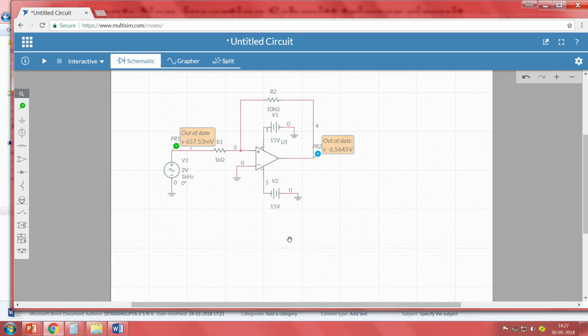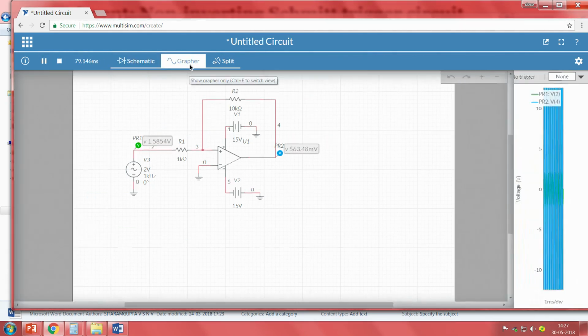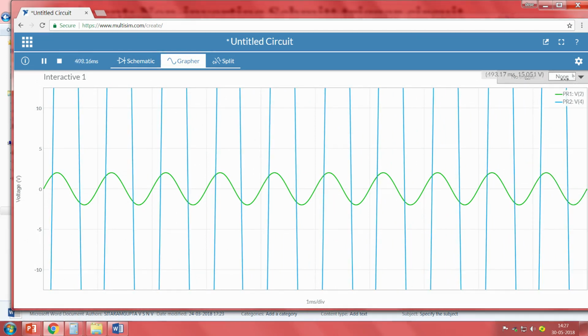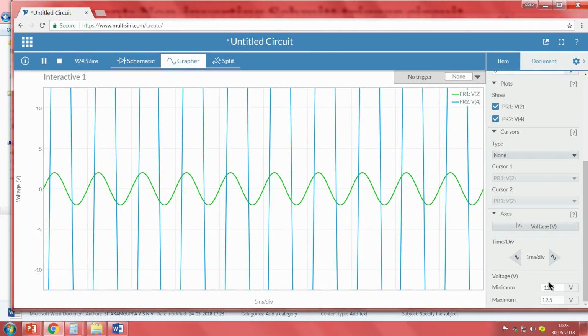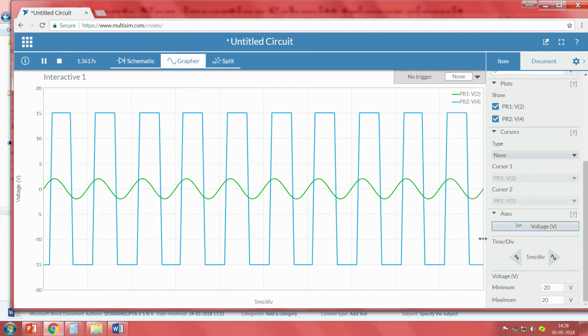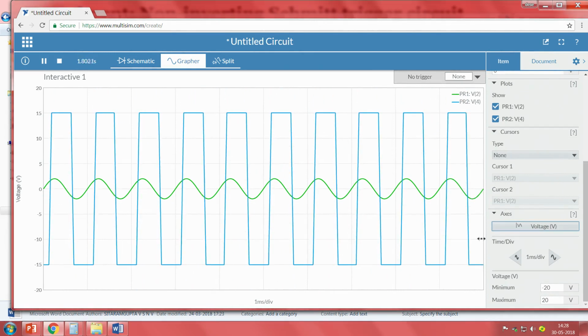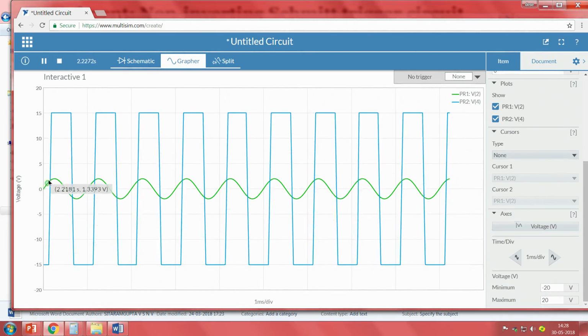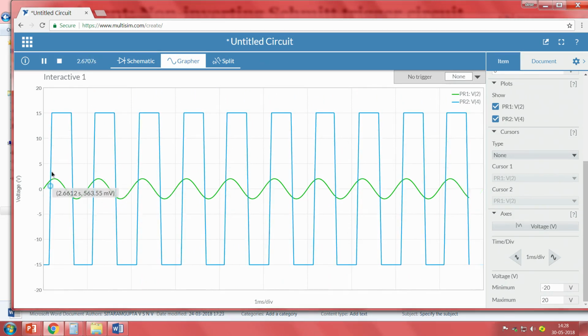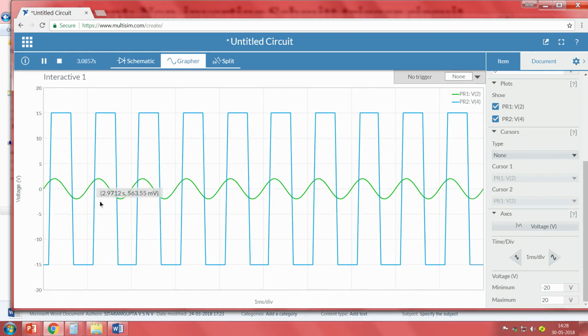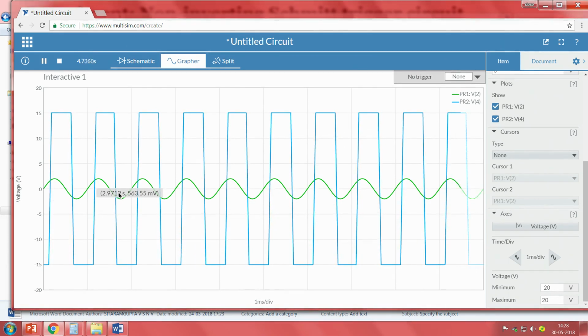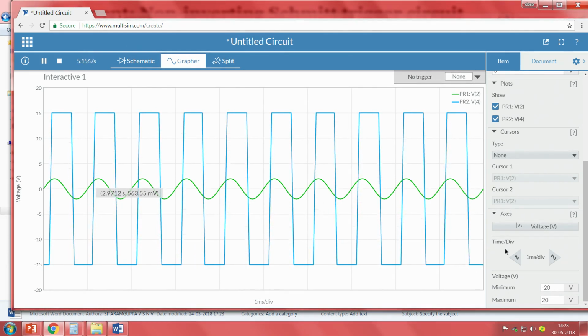So, I am setting the peak value as 2 volts and I am going to run the simulation, going to the grapher, going to settings and changing the scaling. Here we can clearly observe that the green line is my input and the blue line is my output. For our understanding, what is the peak value? It is somewhere around 2 volts. Now we have to create a cursor, so that it is easy for us to understand.